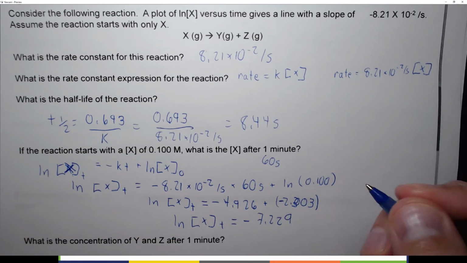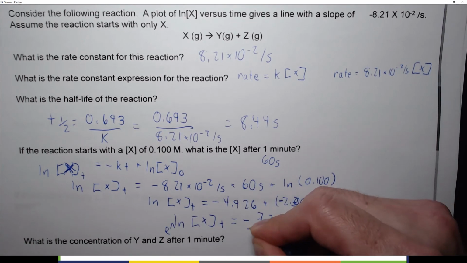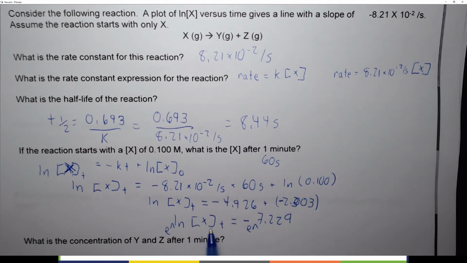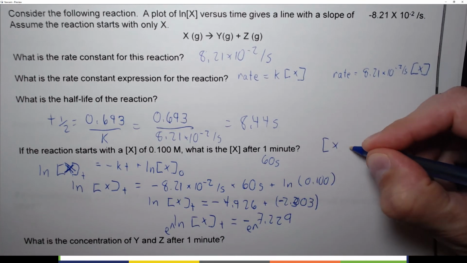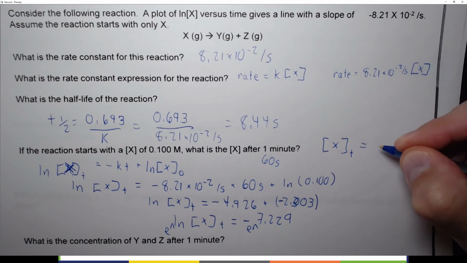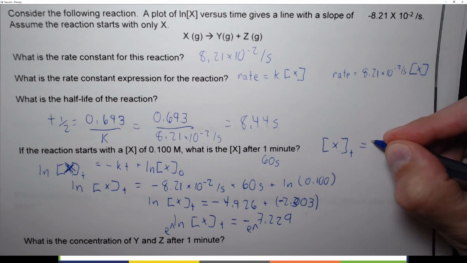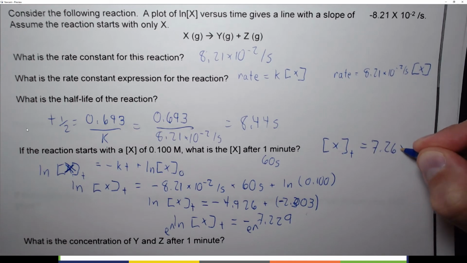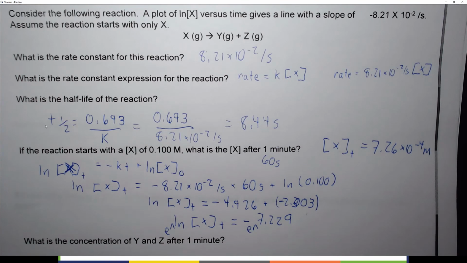How do I get rid of the ln? On my calculator, I use the shift ln, or the opposite of the ln, which is e to the power. So I take e to the ln of [X]t, which is just the concentration. The concentration of X at some time is equal to e to the negative 7.229, which is 7.26 times 10 to the minus 4 molar. So we know the concentration of X after some time.